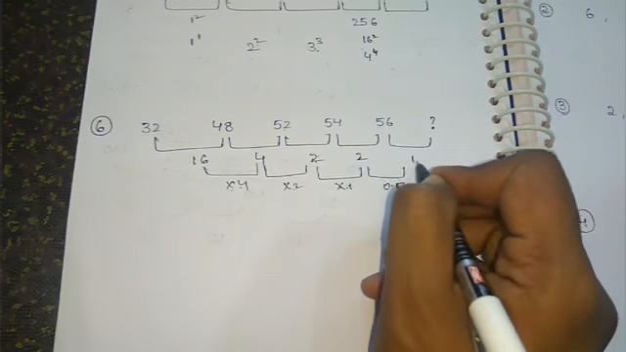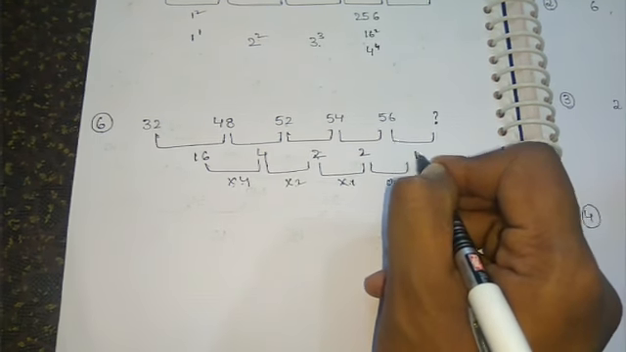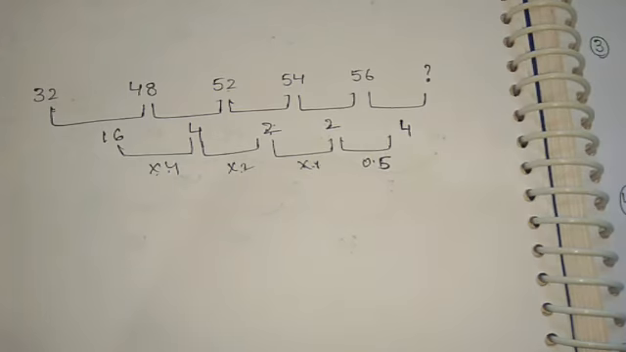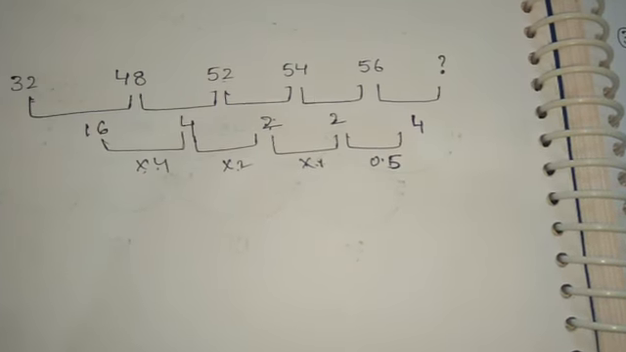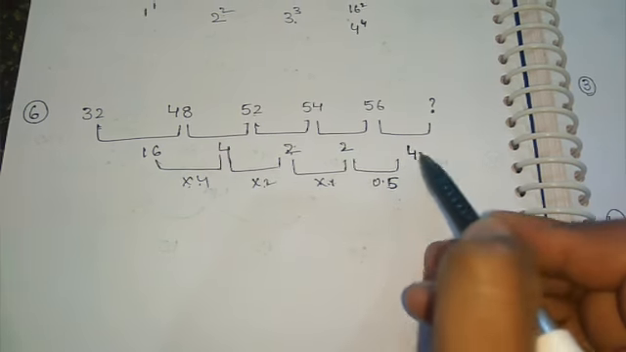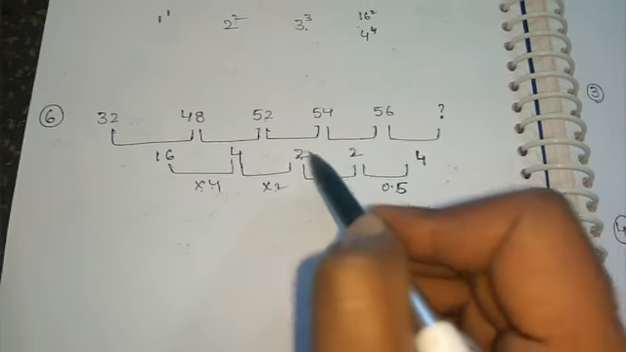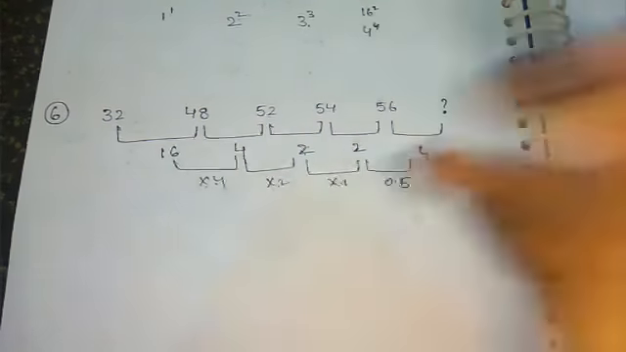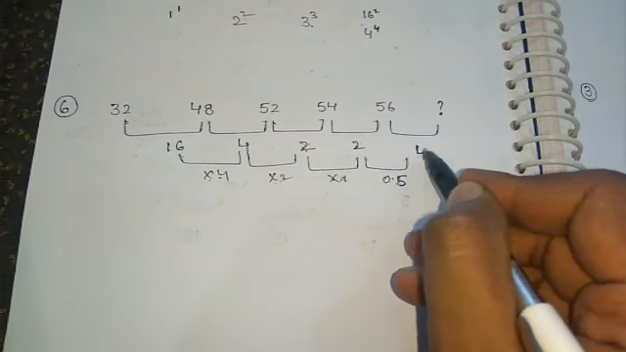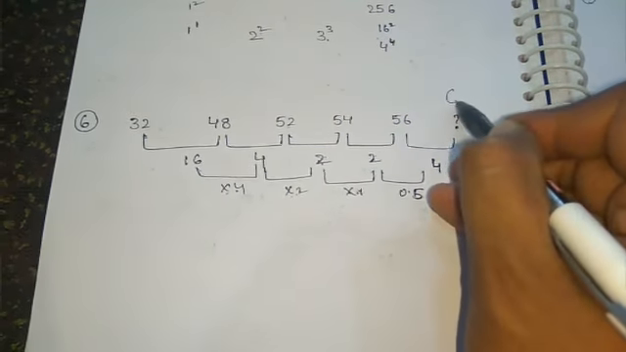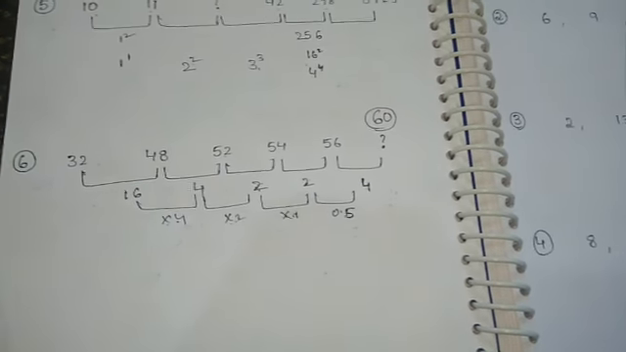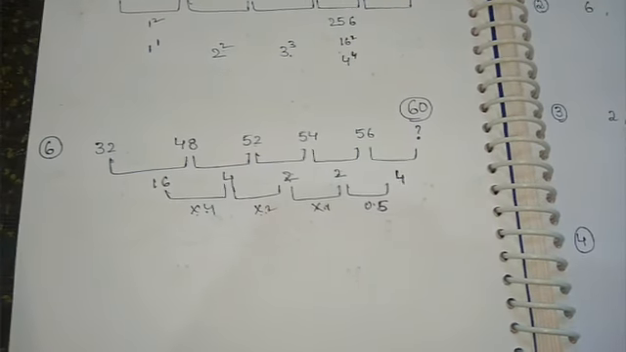Sorry, 2 into 0.5 is nothing but 4. So 4 into 0.5, 4 into 1 by 2 is 2. We are doing multiplication from this side. So 4 into 0.5 is 2, 2 into 1 is 2, 2 into 2 is 4, 4 into 4 is 16. So we got a pattern. So the difference will be 4. 56 plus 4 is nothing but 60. So in this way we can find the difference.